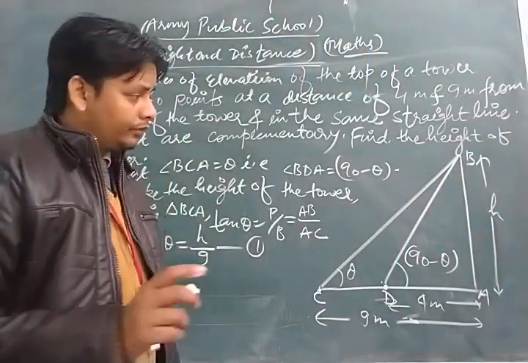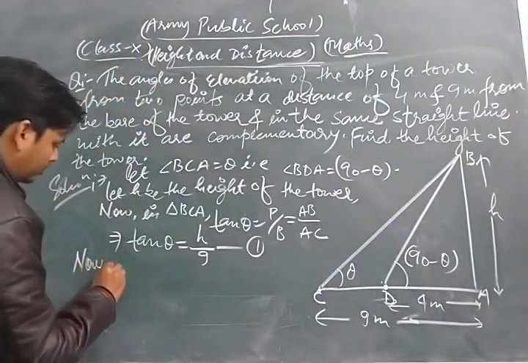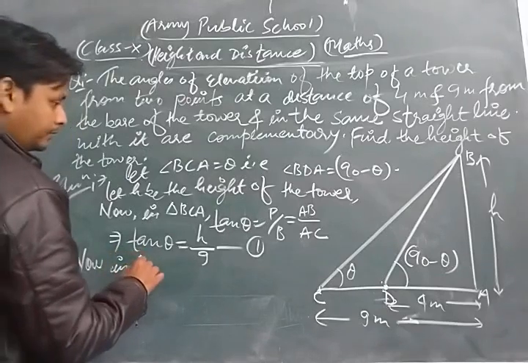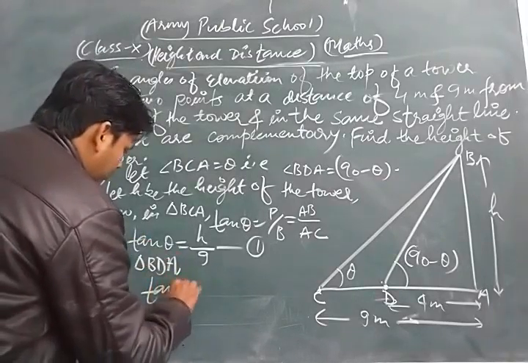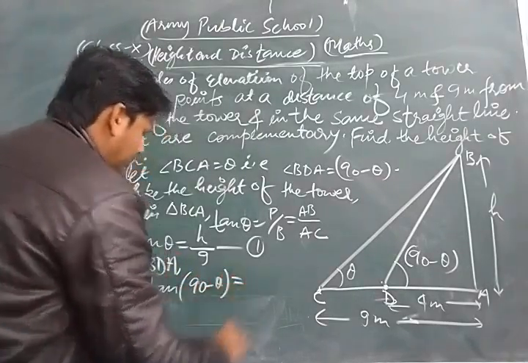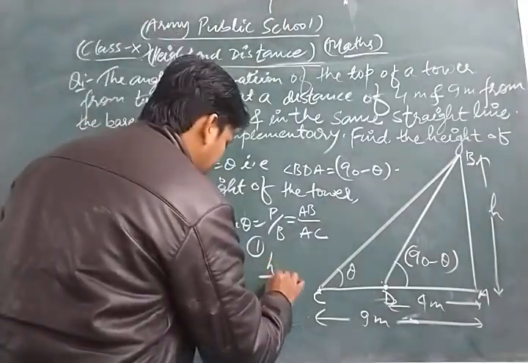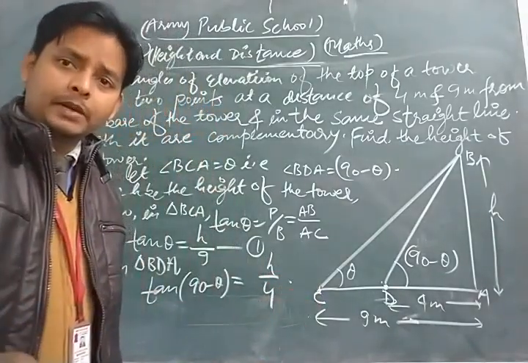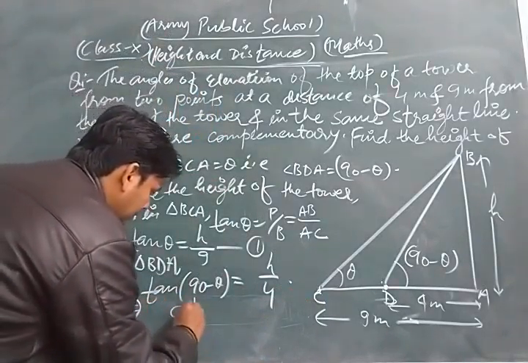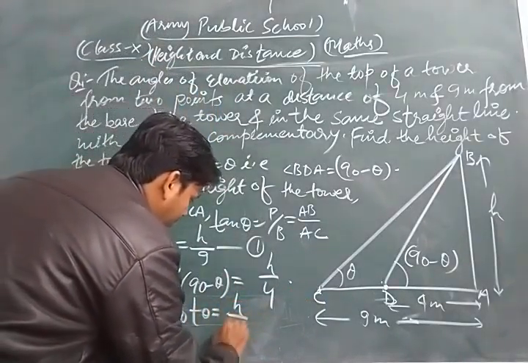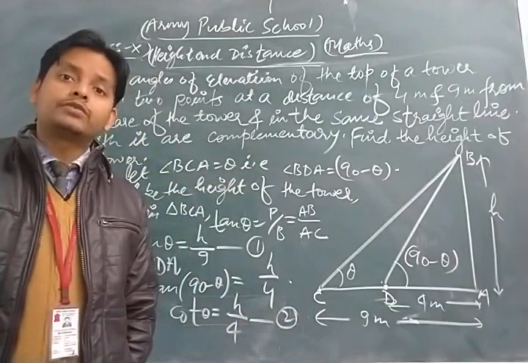Okay, now we take triangle BDA. Now in triangle BDA, again we apply the tangent rule. So tan 90 minus theta is equal to perpendicular, that is H, and base, that is 4, so H upon 4. And we know that tan 90 minus theta is cot theta. So here we can write cot theta is equal to H upon 4. We take this as equation number 2. Now we find the value of H, meaning we find the height of the tower.